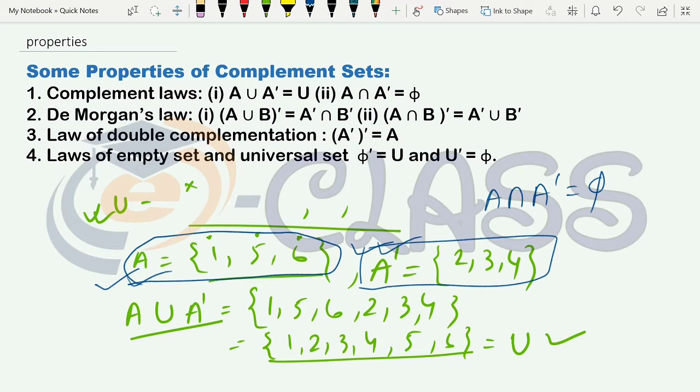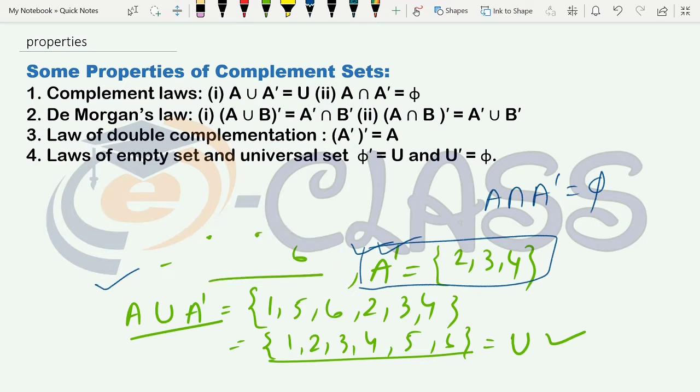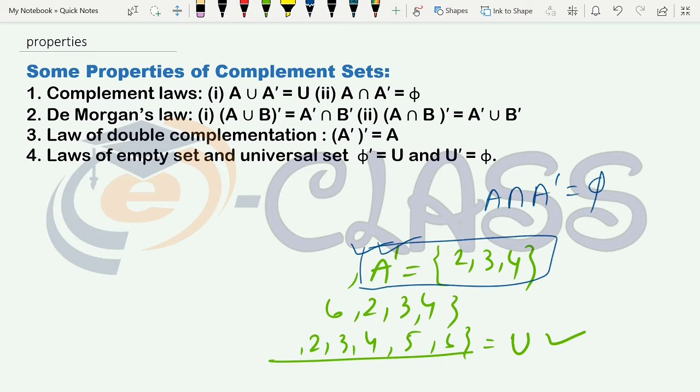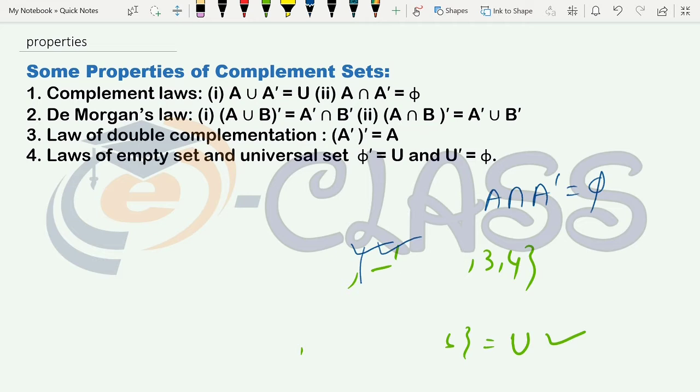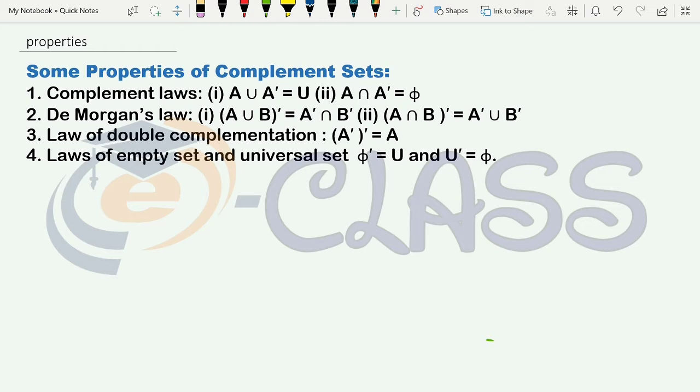These two rules are called complement laws. Now number 2 is De Morgan's law. De Morgan's law says that (A union B) whole complement equals A complement intersection B complement. So (A union B) complement equals A complement intersection B complement.